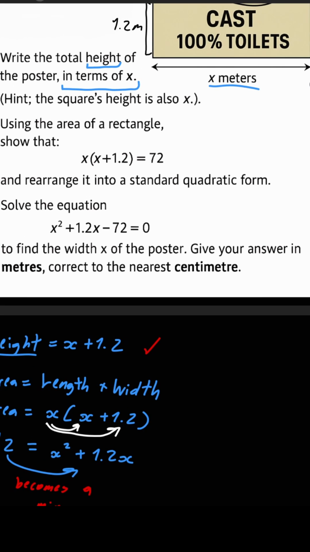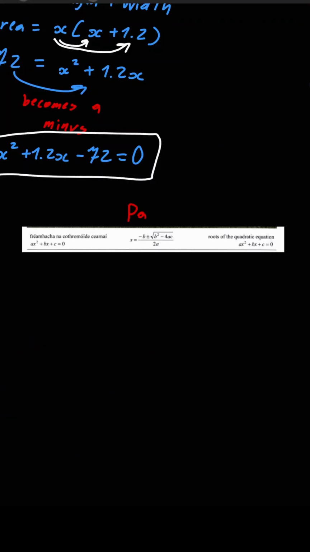To find the width x of the poster, give your answer in meters, correct to the nearest centimeter. So be very, very careful, because meters and centimeters are two different units. To solve this question, we need to go to page 20 of our log tables books and find the quadratic formula, which is this one.